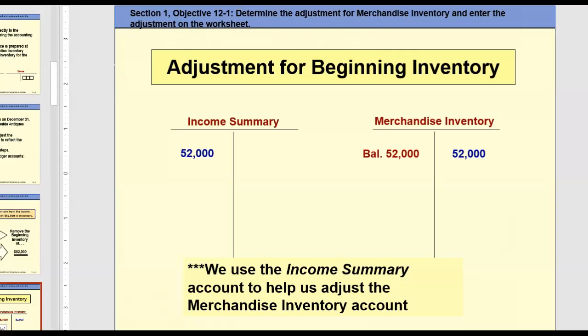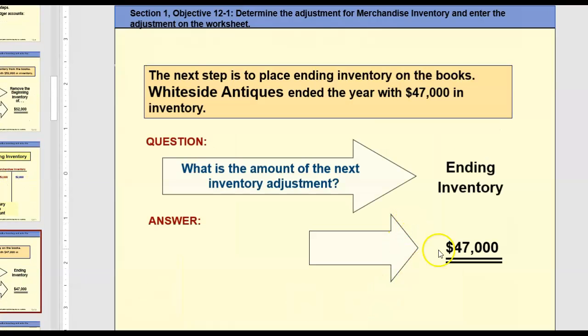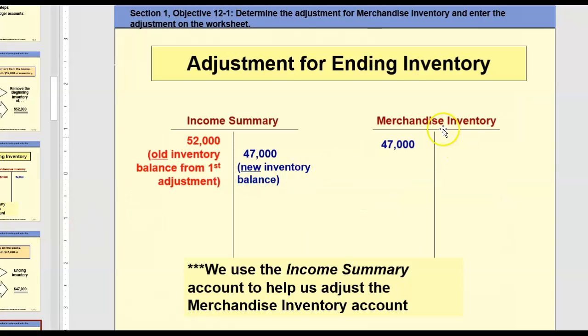But now we've got to put the real inventory back in the books, which is $47,000. So we're going to go here. Now we have to make an adjustment to put the $47,000 in the books. That's the next step. So to do that, we go to the merchandise inventory account, which is zero now, and we put the $47,000 back into the debit side. And then, of course, we've got to credit that because you have to have a debit with a credit. So the income summary now gets a credit.